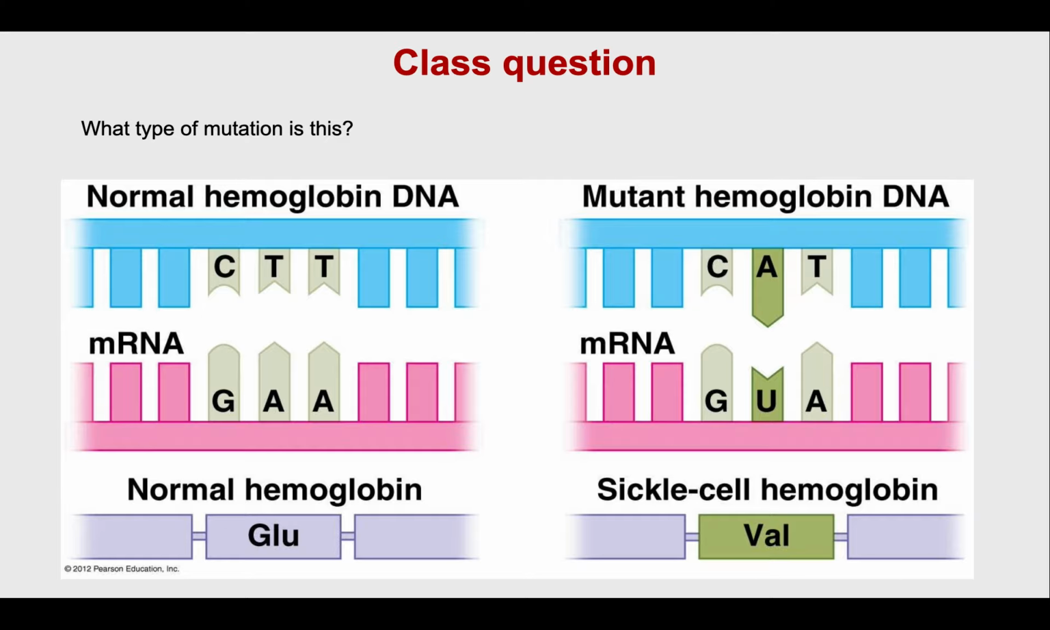Very quickly, what type of mutation is this? Missense. And why is that? Yes, we have a single substitution here. Instead of a T, we have an A, and that now codes for valine instead of, I believe this is glutamine.